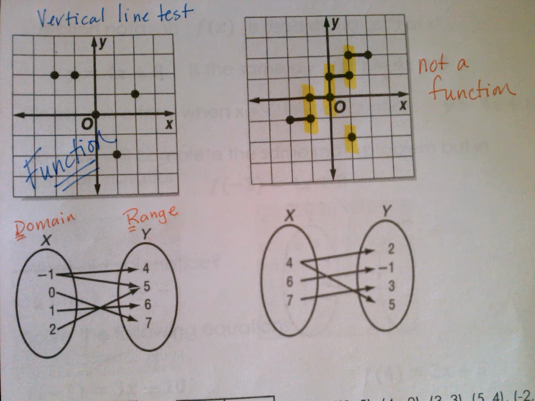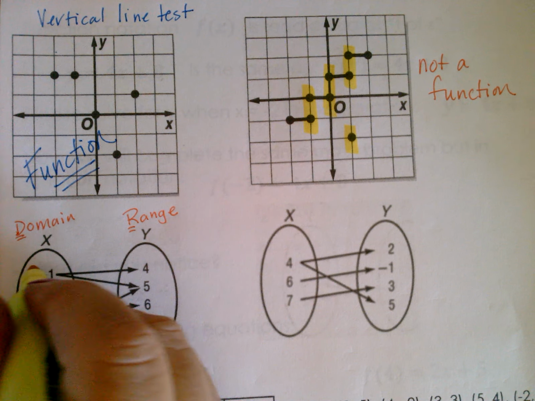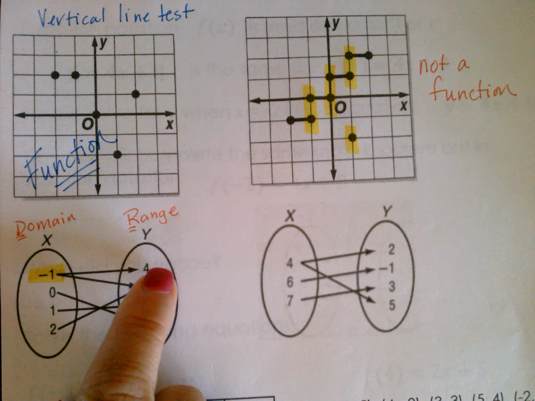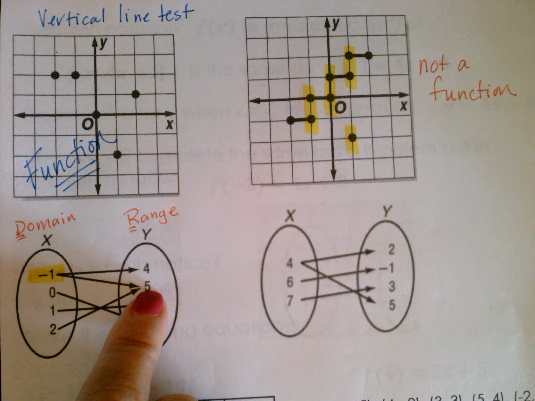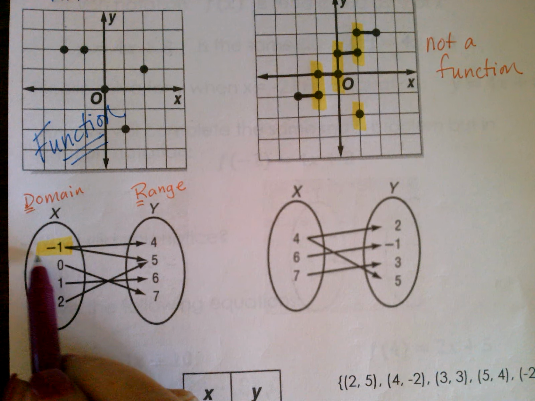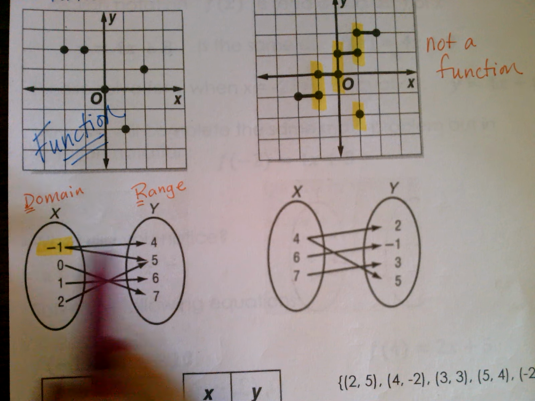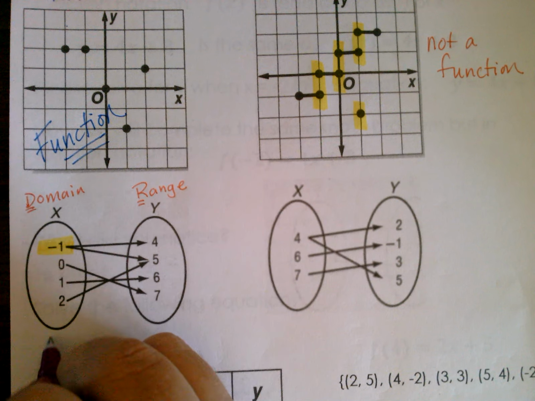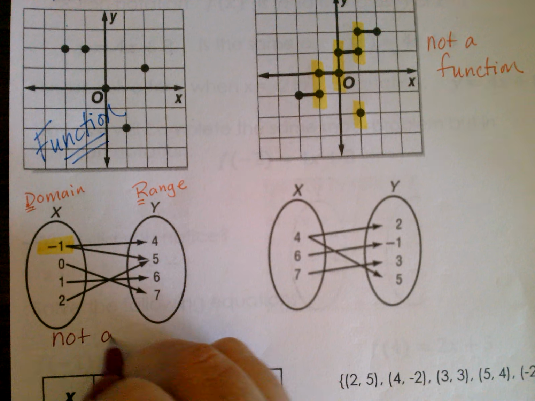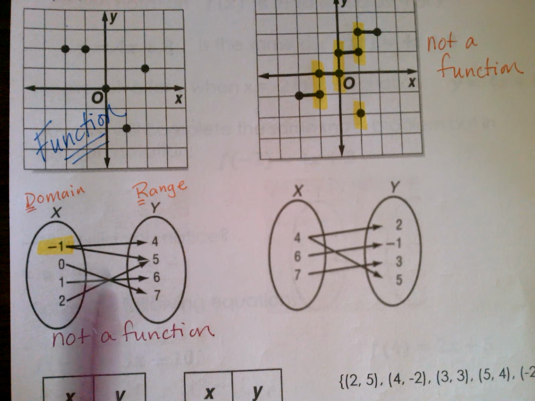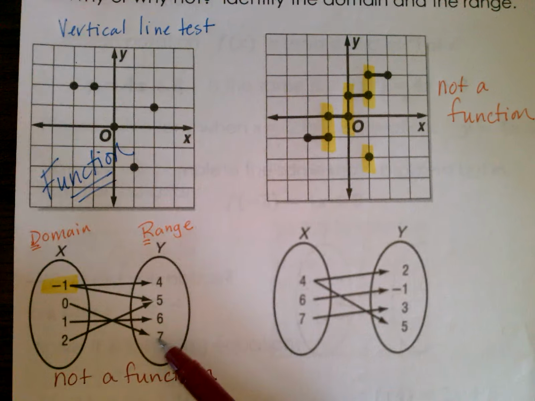What I noticed is -1 is being paired with both 4 and 5 in the range. So therefore, when you have -1 being repeated, but with different ranges, that is not a function. If I was going to graph it, this is the point where it would fail the vertical line test.